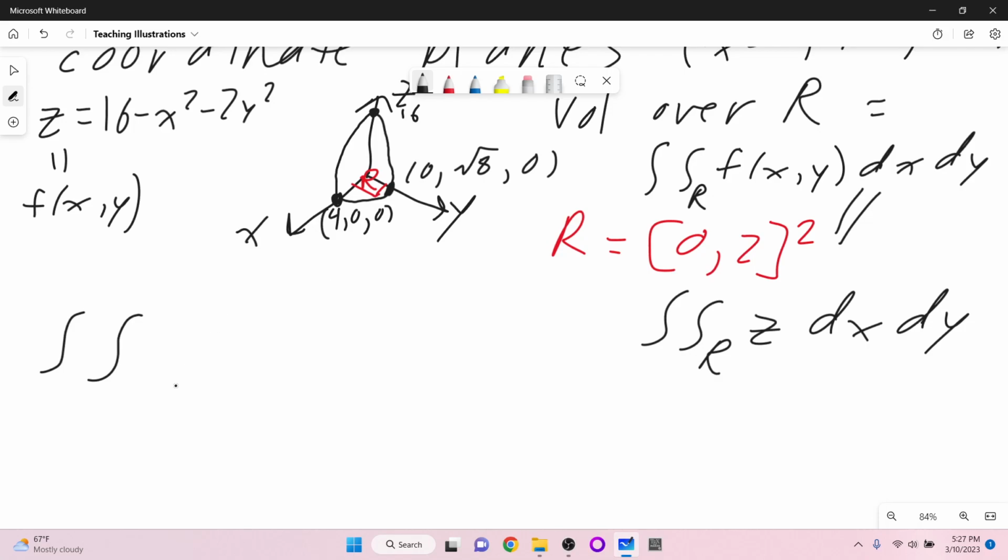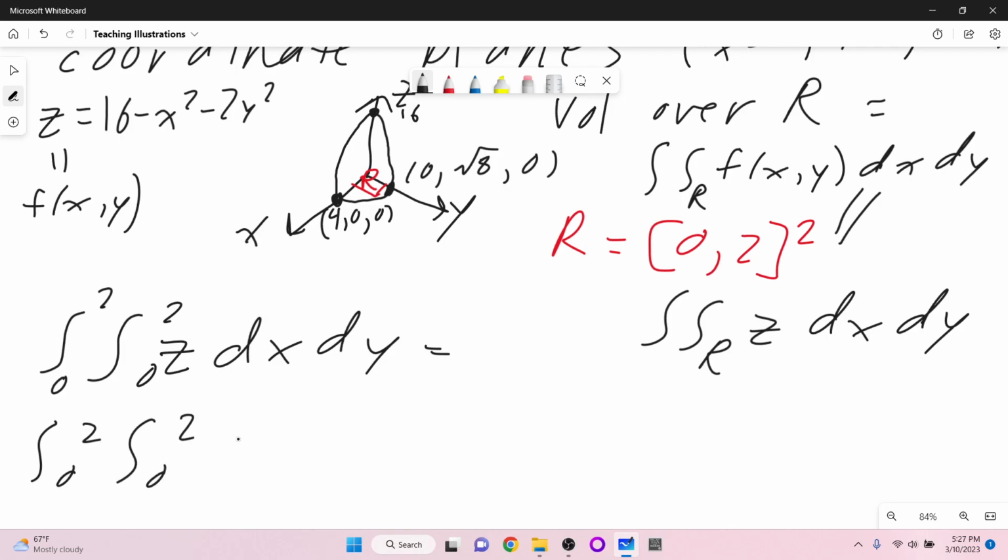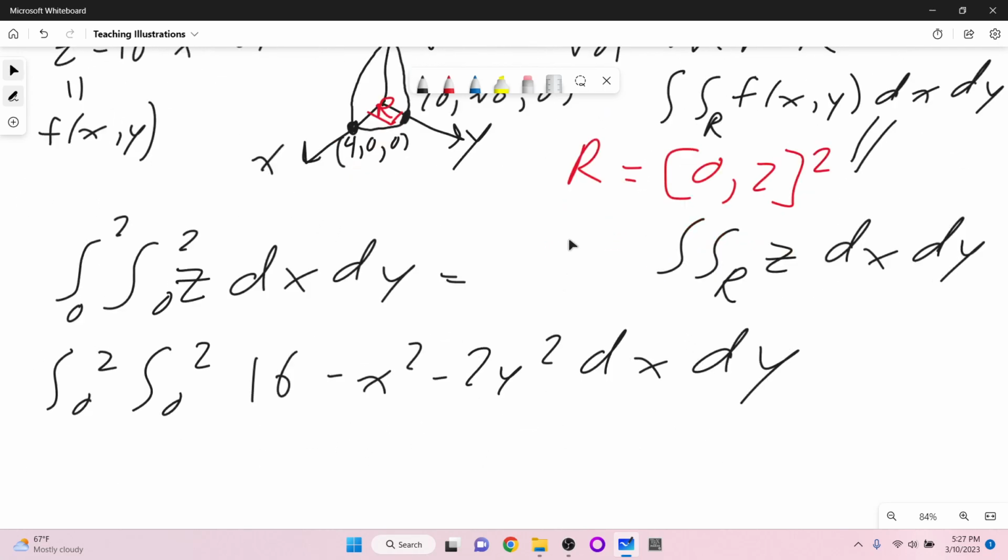So what we have here is the double integral of z dx dy, where x and y both go from 0 to 2. So instead of z, let's replace it with the double integral from 0 to 2 of 16 minus x squared minus 2y squared dx dy. And if you want to do dy, then dx, it'll give you the same thing.